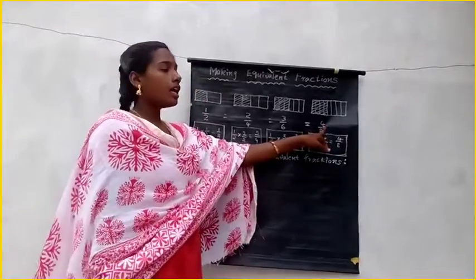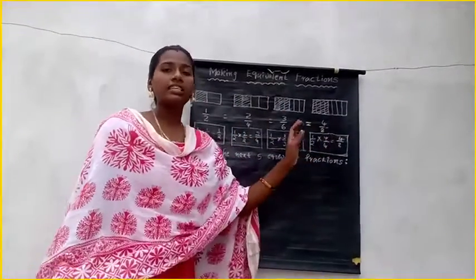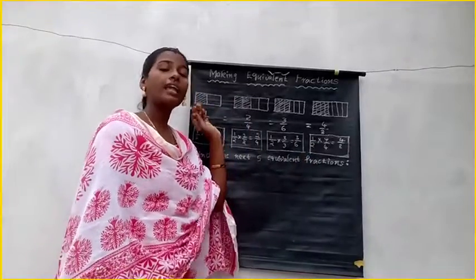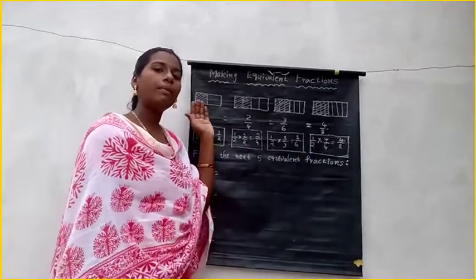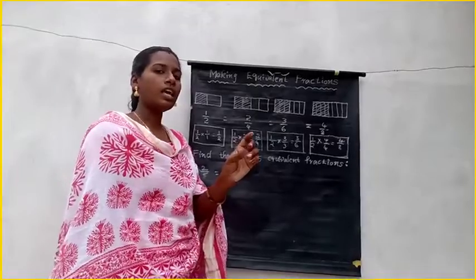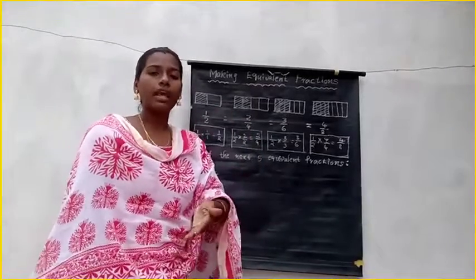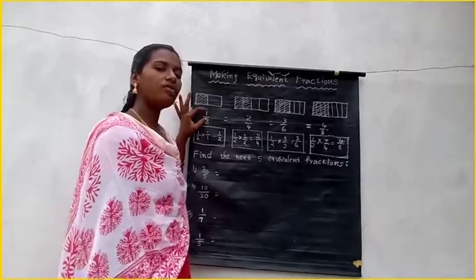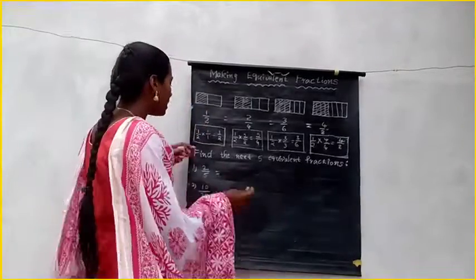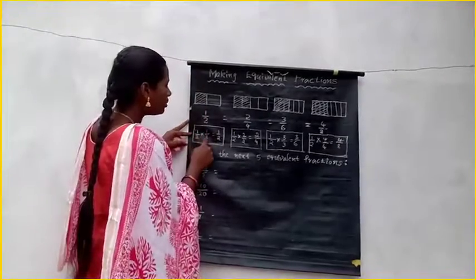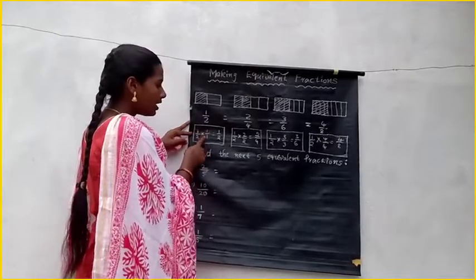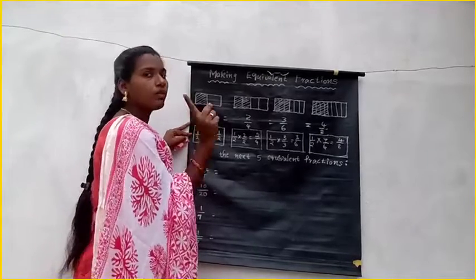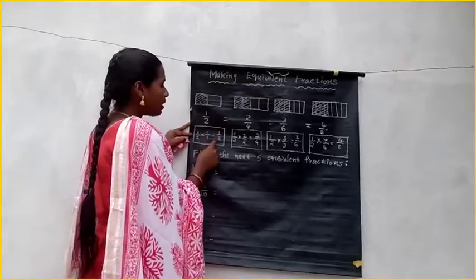See here, Nana. To make an equivalent fraction, the numerator and the denominator are multiplied by the same number. If you want to make equivalent fractions, you should multiply the numerator and denominator with the same number. Observe here, Nana: 1 by 2 into 1 by 1. Here we have multiplied the numerator and denominator with only one number, so 1 by 1 gives 1 by 2 again.